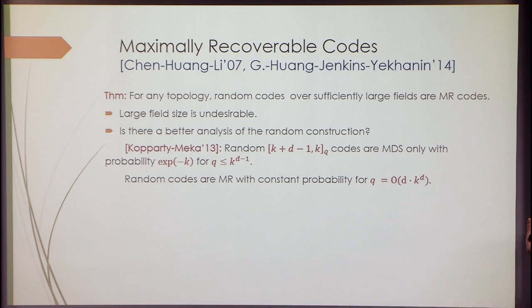If you just want an MDS code, the simplest of all topologies, you're taking a k plus d minus 1, k code, you want to know when is it MDS. Well, the usual union bound argument will tell you that it's MDS for field sizes like k to the d. And they show that that's very close to tight in the sense that if your field size is smaller than k to the d minus 1 times some constant, there's only an exponentially small chance that a random construction is in fact MDS. Right? So random actually needs a large field size to succeed.